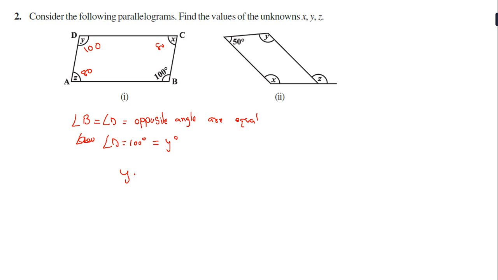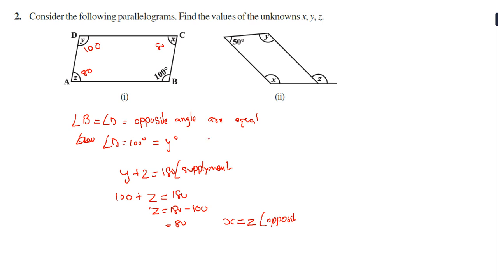So Y plus Z is equal to 180. Y and Z are supplementary angles. So Y, that is 100, plus Z, that we have to find out. So Z is equal to 180 minus 100, that is 80. So here 80, and X is also 80. Why? X is equal to Z, opposite angles.